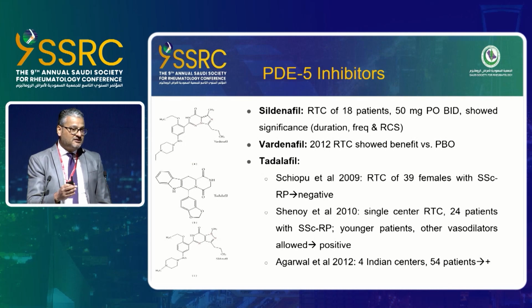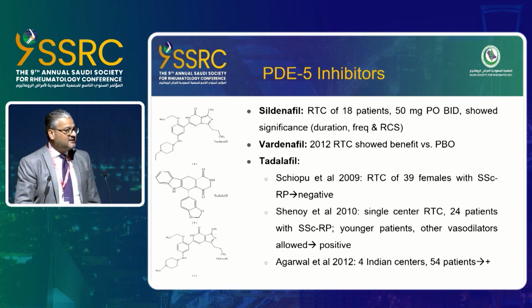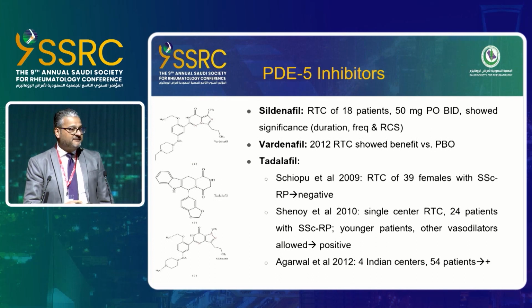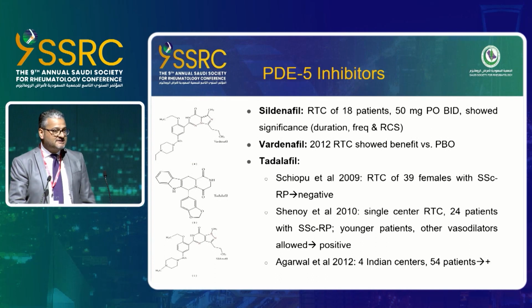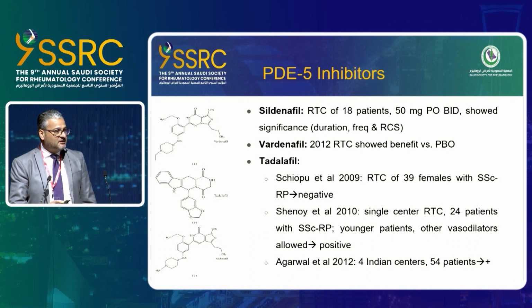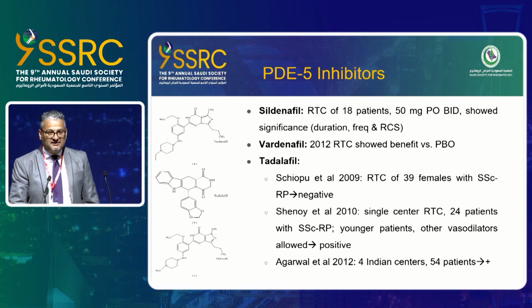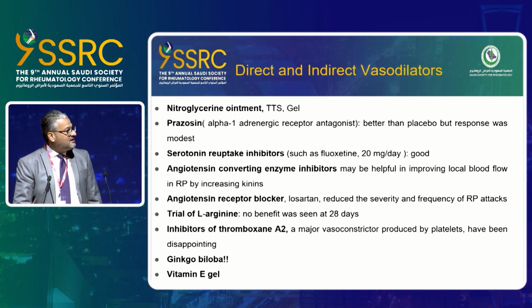If it's uncontrolled, you have the option either to switch or to add sildenafil, Revatio, which comes in 30 milligrams, or you can use Viagra, which comes in 50 milligrams every 8 hours. You can split the pill to 25 milligrams every 8 hours. It depends on the tolerance of the patient. Tadalafil is another one we use. And again, as you can see here, some of them are positive studies, some of them are negative.